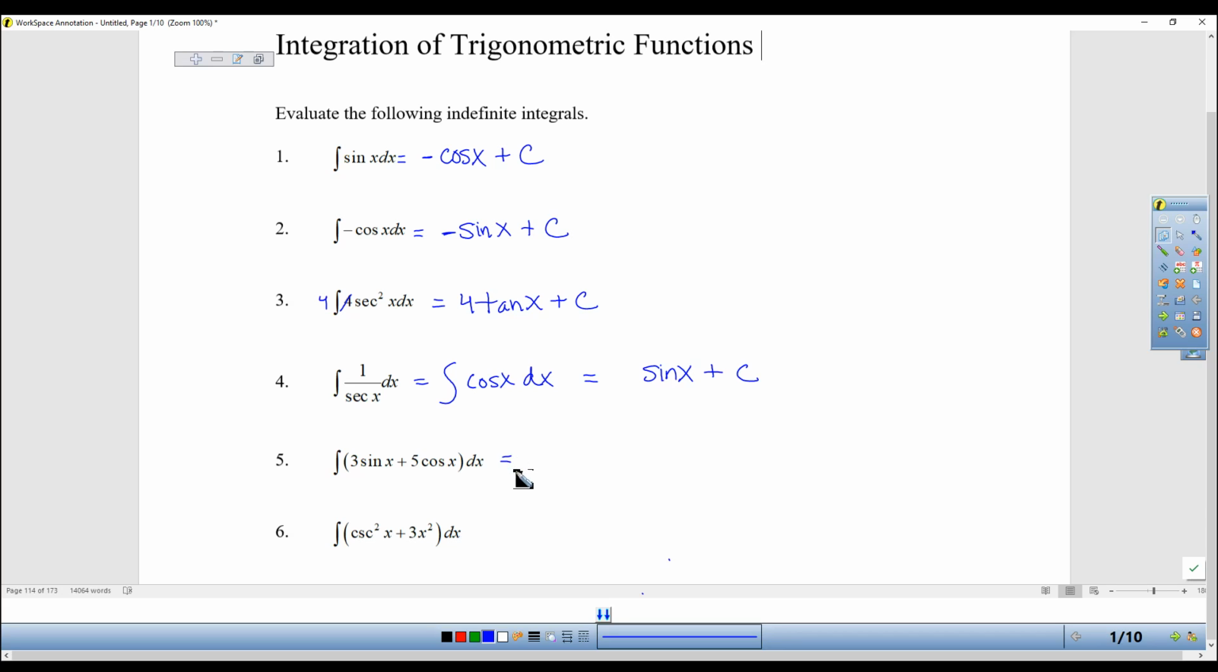If there's two things, you can just do them one at a time. So the 3 is a constant, and the integral of sine would be cosine because the derivative of cosine is, oh, it's negative sine. And that's literally how I do these. Plus, the 5 gets to stay, and the derivative of sine is cosine. So I'm good to go.